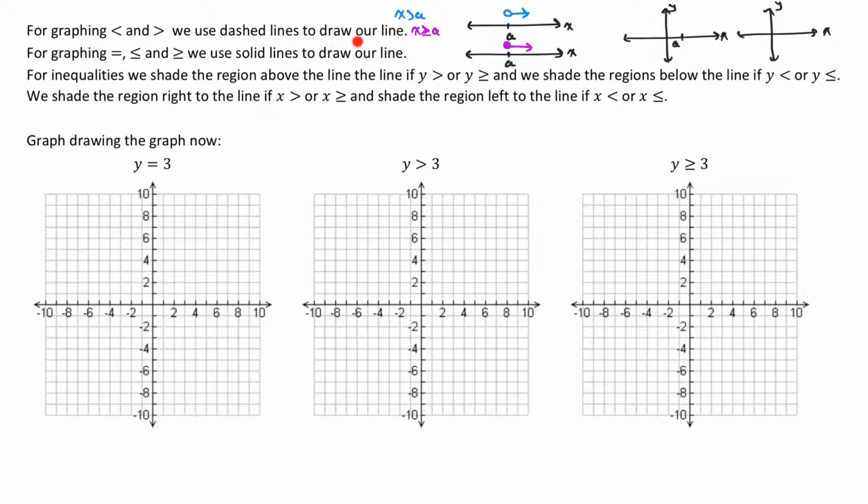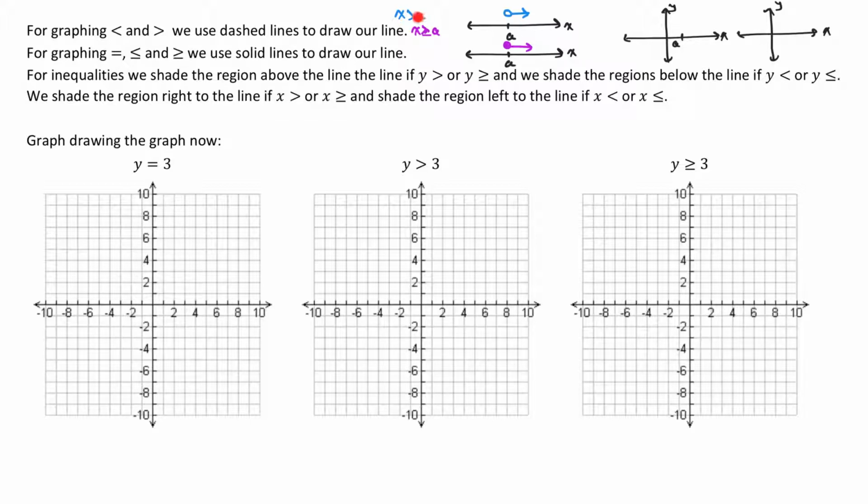Now that we're dealing with two-dimensional graphs, for graphing something that's just smaller or larger, we use a dash line to draw our line. So instead of an empty circle, we use dash lines. And for graphing things that are equal, or equal and greater, or equal and larger, we would use solid lines. For example, for the same example over here, this one was done in 1D. Let's show how we would do it using 2 dimensions.